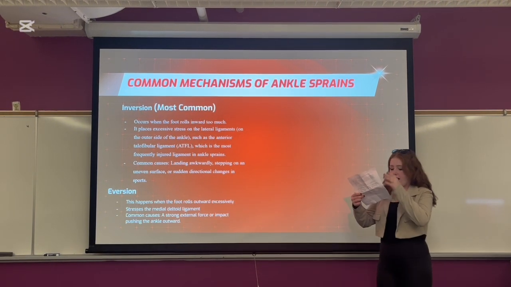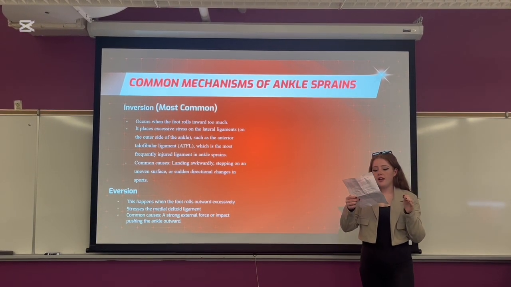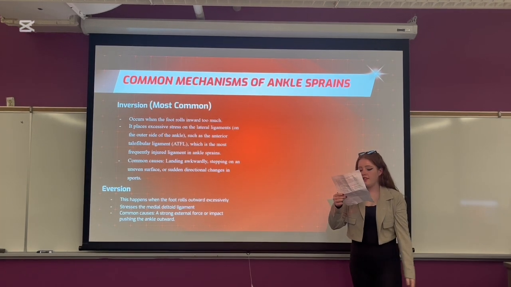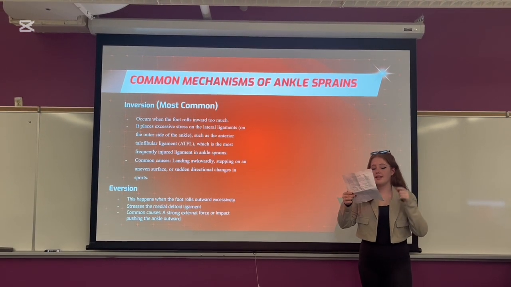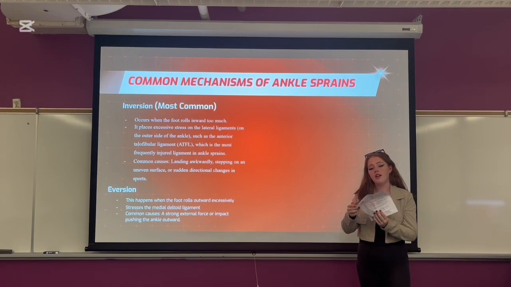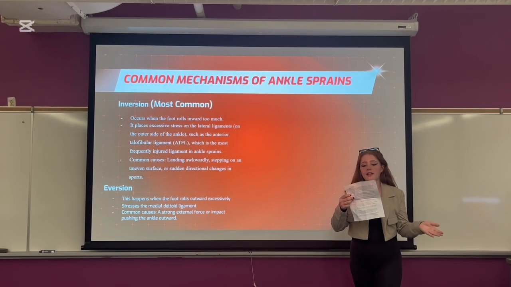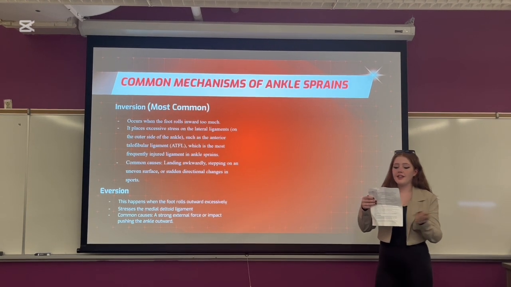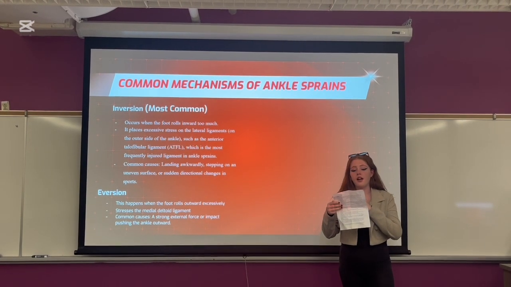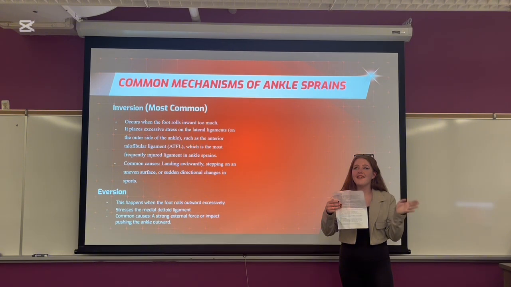Eversions. This happens when the foot rolls outward excessively. This affects the medial deltoid ligaments, which is a strong ligament complex on the inner side of the ankle. They're less common because the deltoid ligament is stronger than the lateral ligament. A common cause is a strong external force or impact pushing the ankle outward.